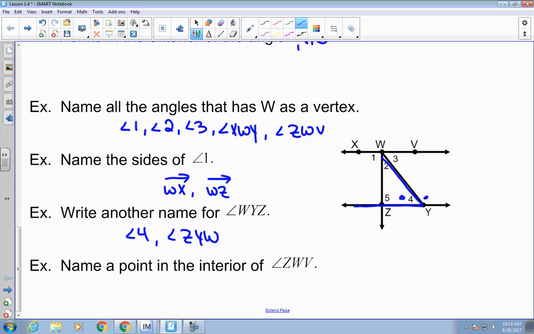Okay. How about the next one? It says name a point in the interior of CWB. Name a point in the interior of that angle. Y. Good. Okay, what's a point in the exterior? Okay. What's a point on the angle? W or V or Z, right? Okay. All right.